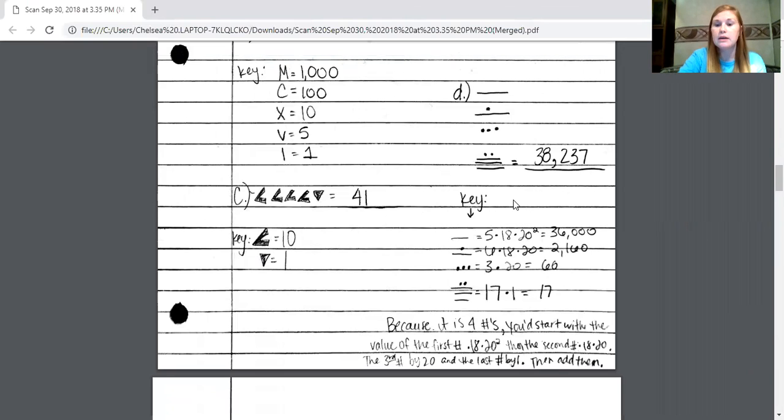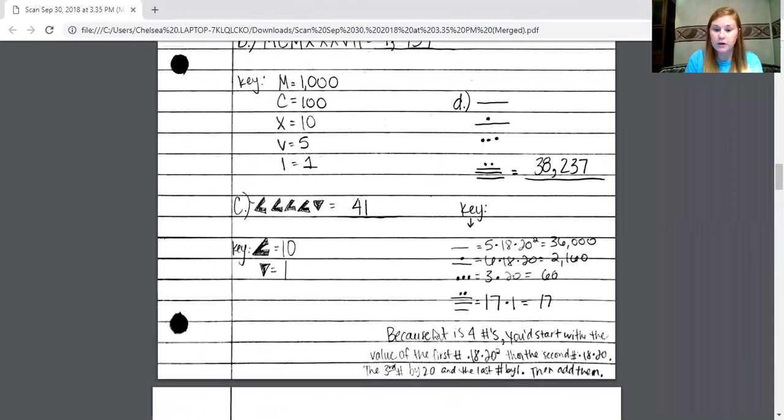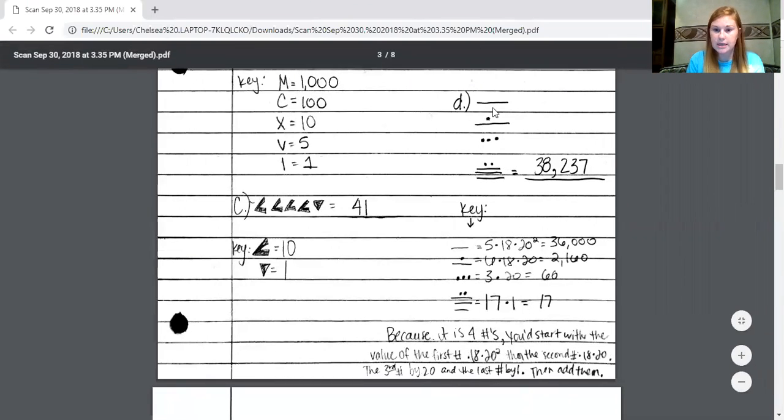In D here, I'm going to read you what I wrote here at the bottom first, because that is very important information. You have 4 digits listed here in your problem. So you're going to start with the first value, which is 5, and multiply it by this formula I listed here. And I listed the formula for each of your numbers so that way you know how to multiply it.